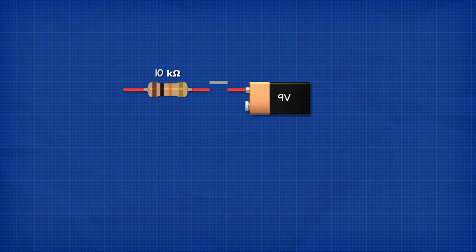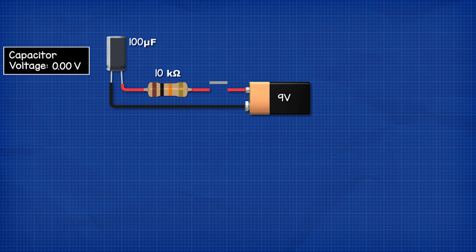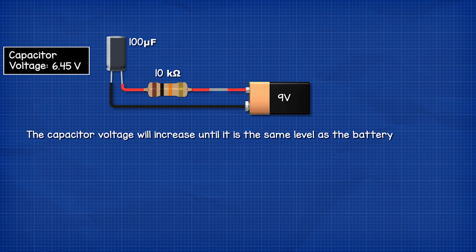Let's say we have a 9-volt battery, a 100 microfarad capacitor, a 10 kiloohm resistor, and a switch which are all in series. The capacitor is fully discharged, and we read 0 volts across the 2 leads. When we close the switch, the capacitor will charge. The voltage will increase until it is the same level as the battery.